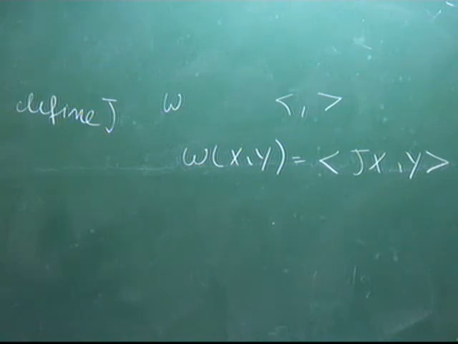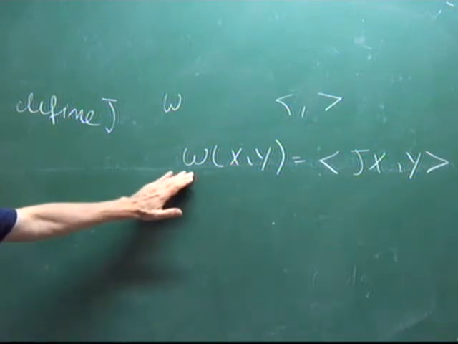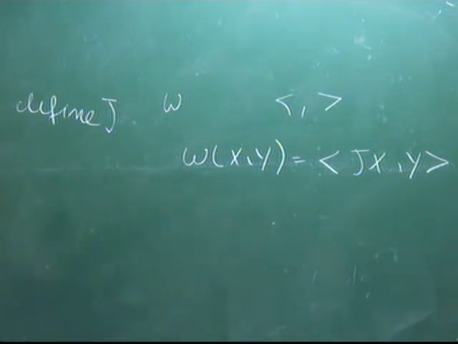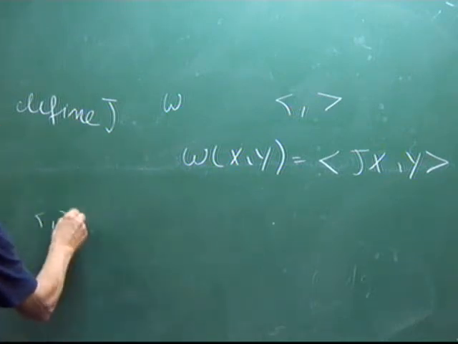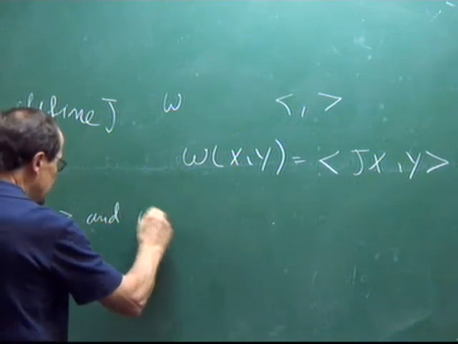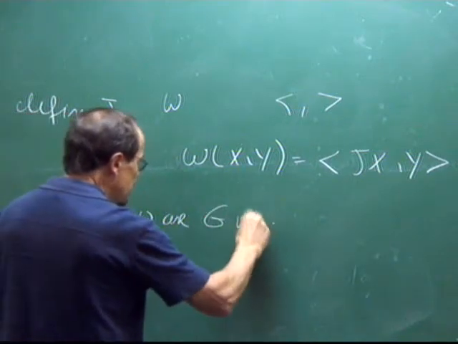Of course, J could, right now I don't know anything about J yet. I'm not saying it's a complex structure. Could even have a large kernel. I don't know, it's not degenerate. I don't know very much yet. But I certainly can define J in this fashion. What's the next thing I can say? Okay. The metric and omega are G invariant.